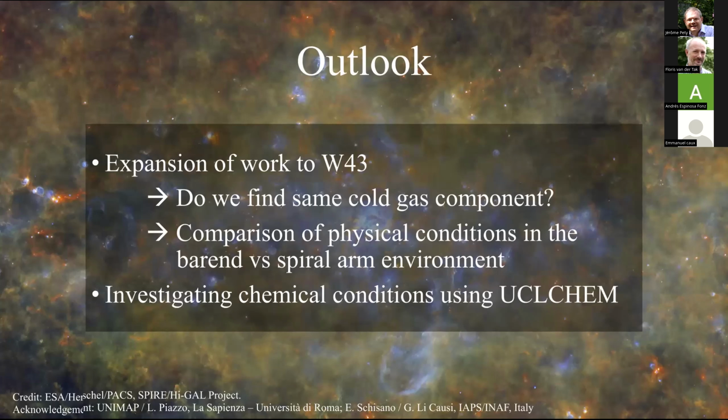Let me leave you with a quick outlook. Our plan is, as a next step, to expand the work to W43, which we already heard a lot about yesterday. It's very interesting to compare it with W49A because of the different environments: W43 is in the bar end versus W49A in the spiral arm. One question we have there is whether we come up with the same problem with the temperatures in the dense gas group. After that, the next idea is to implement chemical modeling using UCLCHEM to determine not only the physical but also the chemical conditions, to hopefully get closer to the full picture. Thank you.